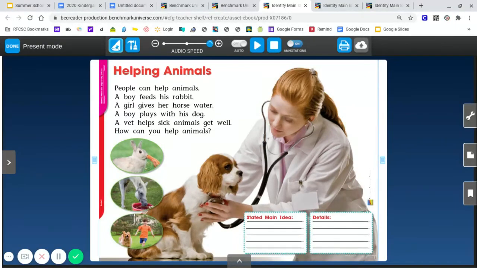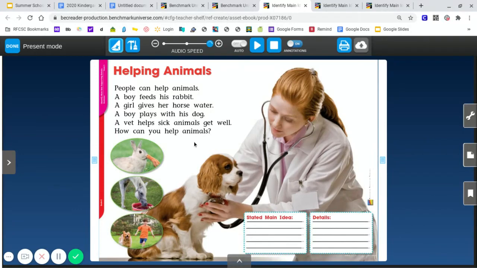Here we go. Helping animals. People can help animals. A boy feeds his rabbit. A girl gives her horse water. A boy plays with his dog. A vet helps sick animals get well. How can you help animals?